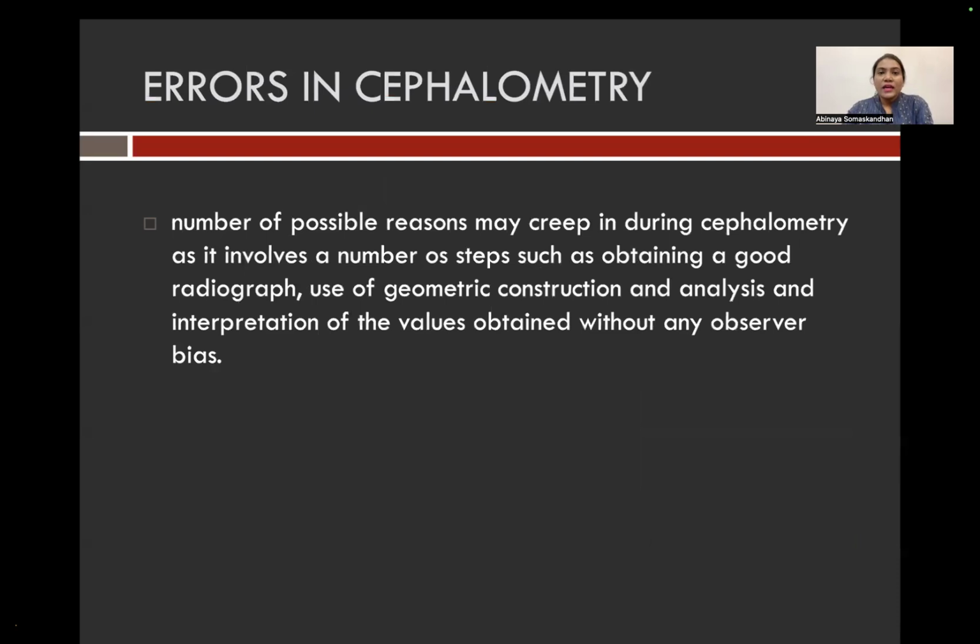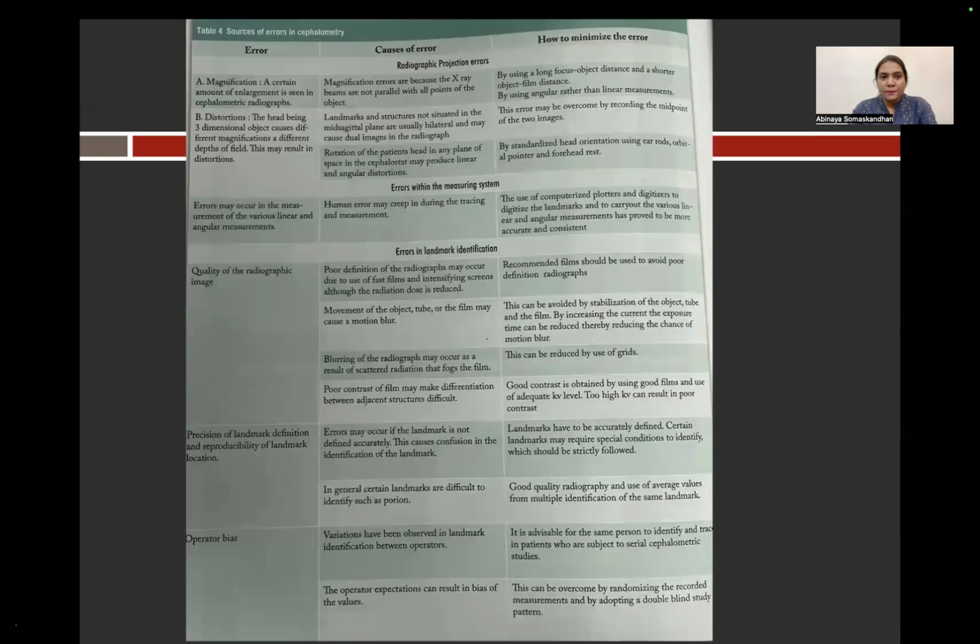So next, coming to errors in cephalometry. There are a number of possible reasons for errors to creep in during cephalometry, because it involves lots of steps such as obtaining a good radiograph, use of geometric constructions, and analysis and interpretation of the values obtained without any observer bias. So there can be a number of errors which can occur in cephalometry. This is a table which tells us what the errors are, what the causes are, and how to minimize them.